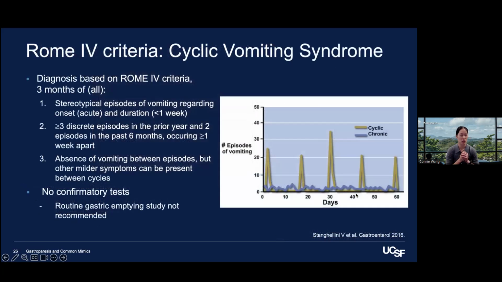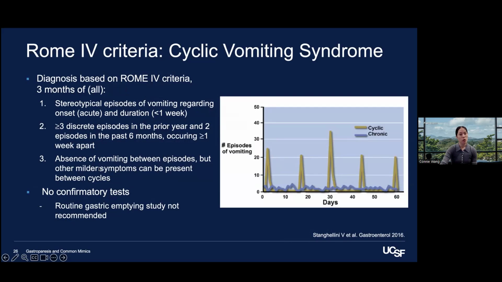So how do we diagnose cyclic vomiting syndrome? Again, this is based on the Rome-4 criteria. In the preceding 3 months, they had to have all of these symptoms. So 1, stereotypical episodes of vomiting with really acute onset of the symptoms and a duration of less than a week. They had to have at least 3 discrete episodes in the prior year with at least 2 episodes in the last 6 months. And these have to occur at least 1 week apart.